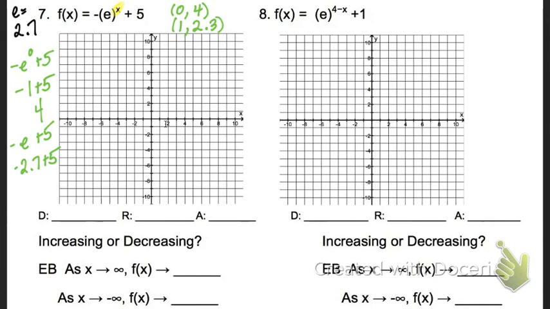So I'm going to plug in those two ordered pairs. 0, 4, 1, and 2.3. My asymptote will be where? 5. So now it's going to be below the asymptote. So I'm going to connect the dots. I don't see where you got 2.7 is e. Because it's a constant. It's like saying pi is 3.14.